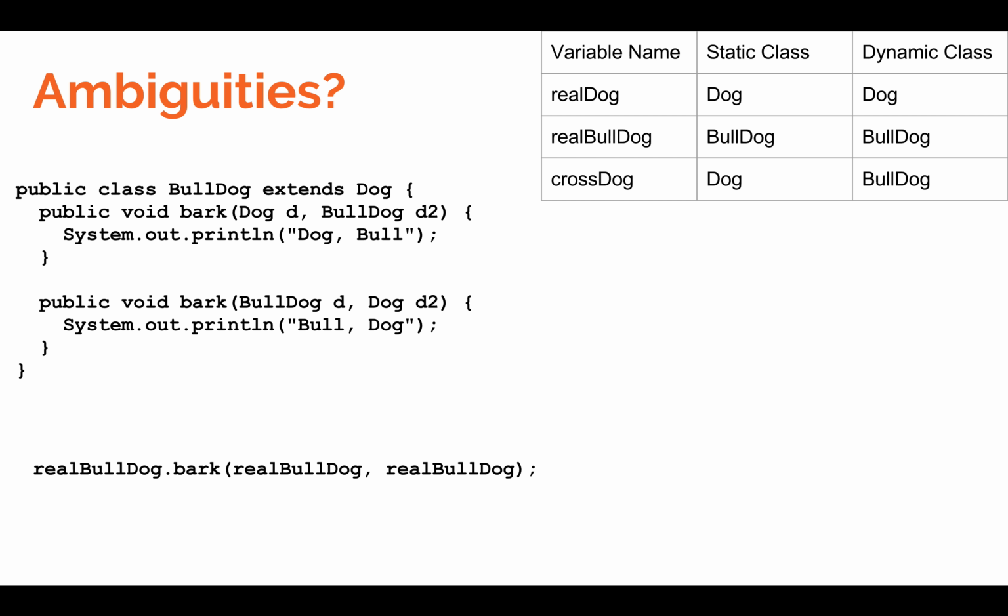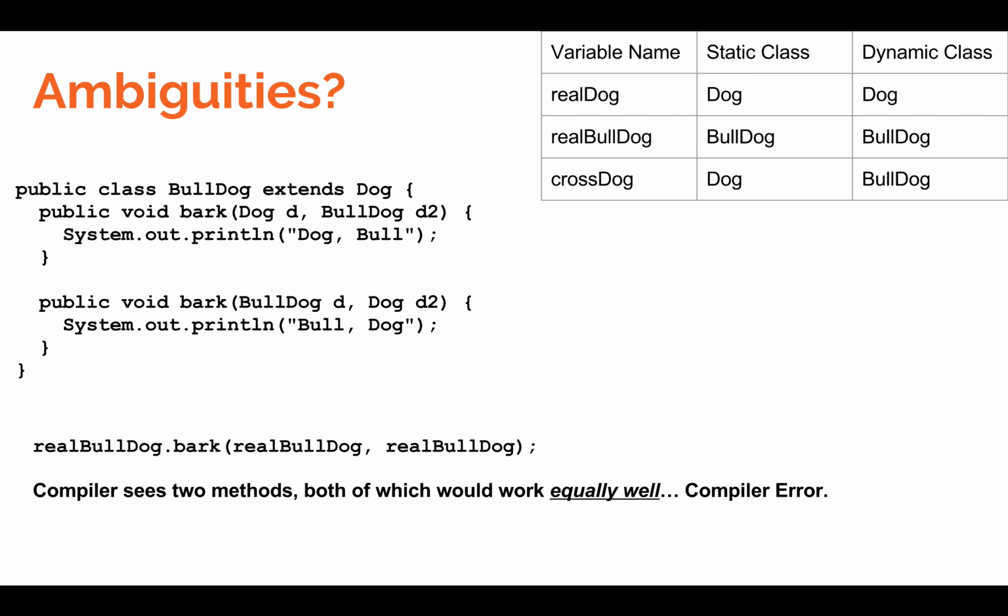Like what would happen in this case and what would happen in this case. I really encourage you to try it out. Just write some code, it's like 10 lines, and there's an online Java compiler if you don't want to create 6 files to do this. Just type it out and try it. Okay, it'll be fun. So the compiler sees two methods, both of which work equally well, compiler error.